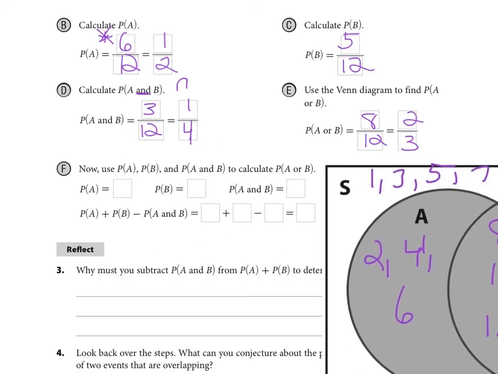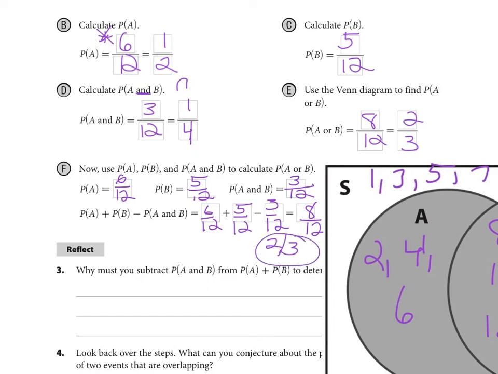Well, the probability of A, remember, is 6/12. The probability of B is 5/12. And the probability of A and B is 3/12. So I hope you guys can see that if we added the 2 separate probabilities, A and B, and then subtracted the overlapping section's probability, A and B, trying to get a 12 down there for you, sorry, that would give you 8 out of 12, or 2/3, for your final probability of A or B.